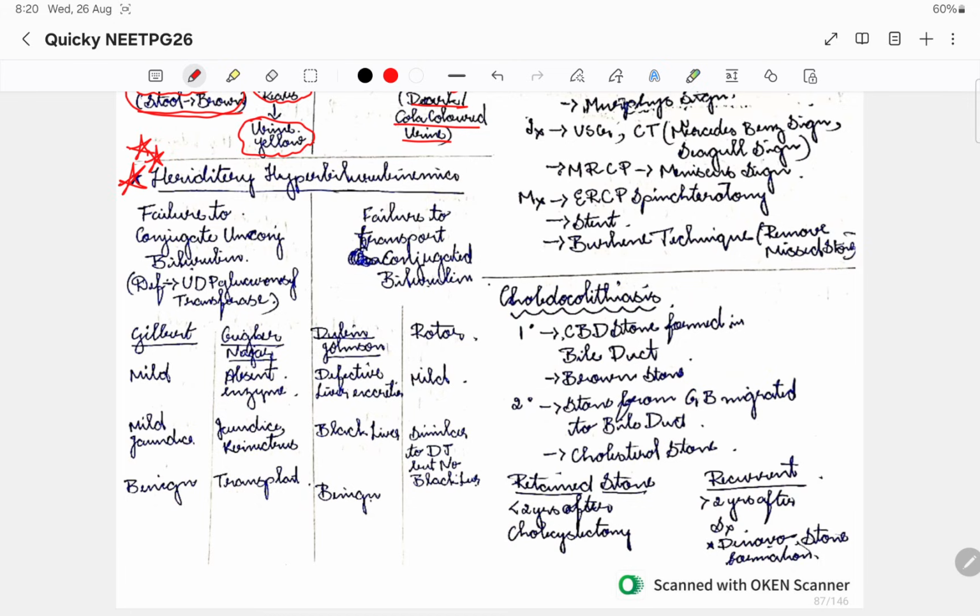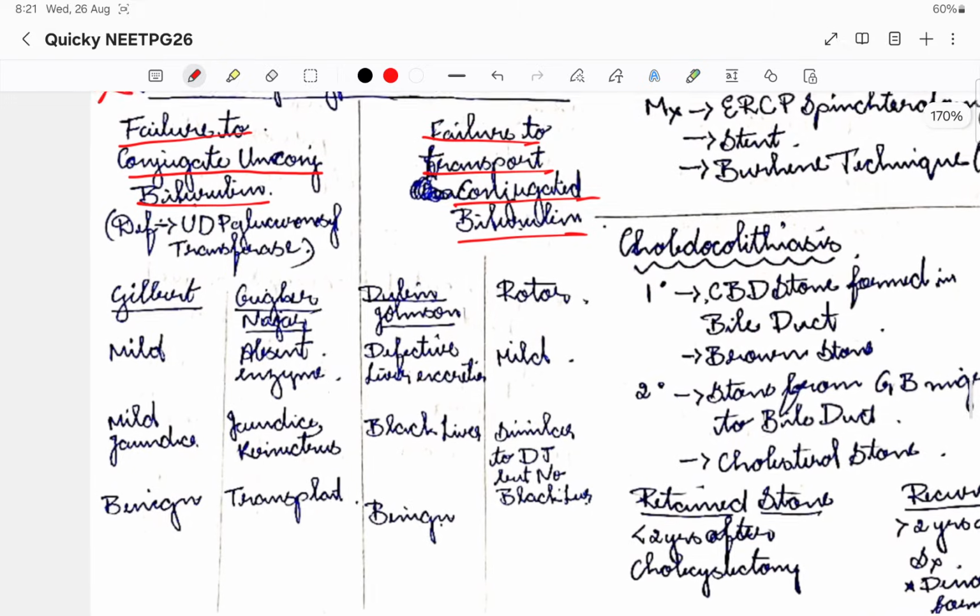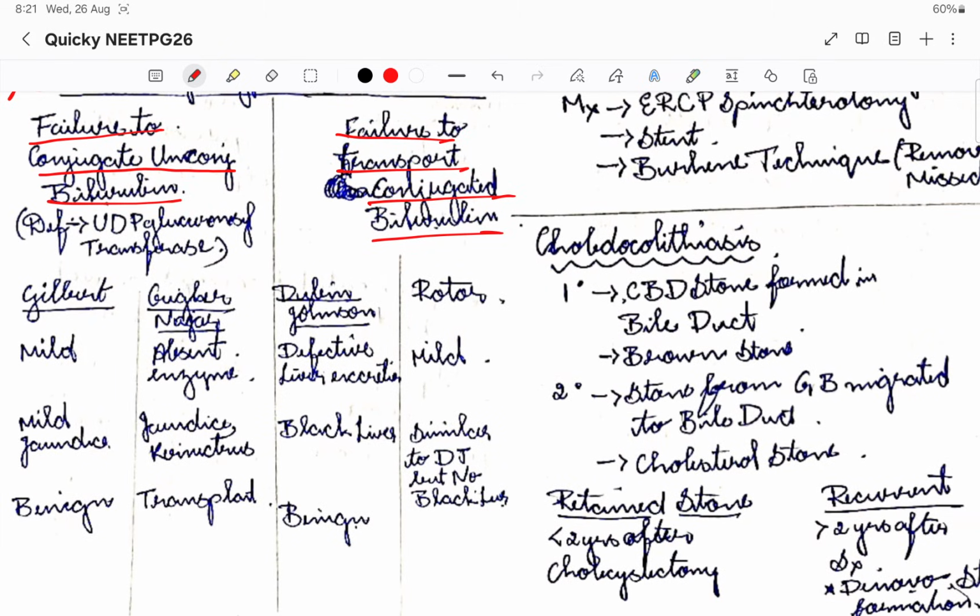There are two kinds of hereditary hyperbilirubinemia. One is the failure to conjugate, causing unconjugated bilirubinemia, and the other is the failure to transport the conjugated bilirubin. So it is almost like unconjugated and conjugated bilirubinemia, basically like jaundice only, but here the enzymes in the liver are defective. The deficiency with respect to unconjugated to conjugated is the UDP glucuronosyltransferase enzyme. Please remember that this enzyme is what is being affected.